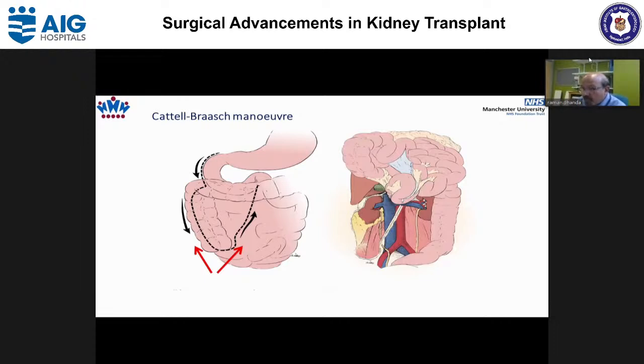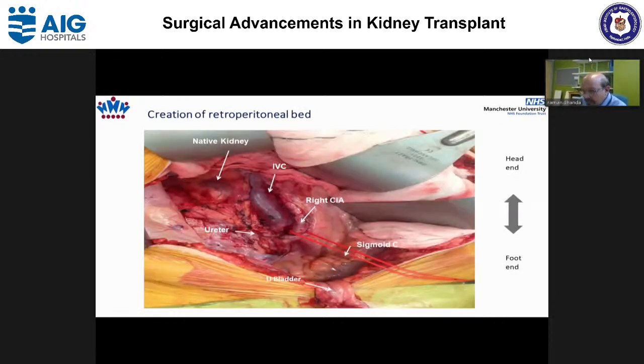And that's how it should look when you've completed the dissection in the right plane. And this is the picture from the retroperitoneum, where you can see the native kidney there, the ureter kept laterally, the IVC fully dissected, and the common iliac artery is the artery we use for pancreas inflow.